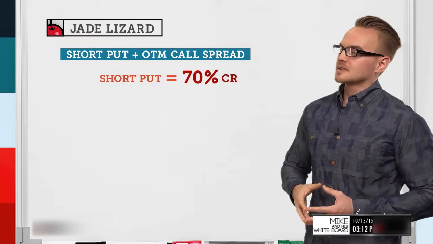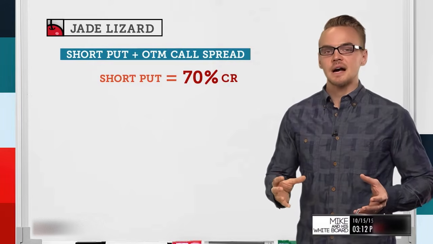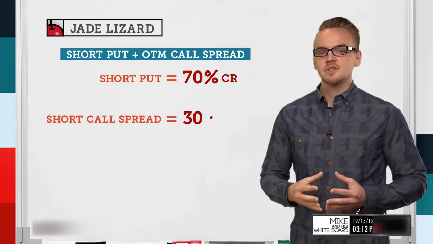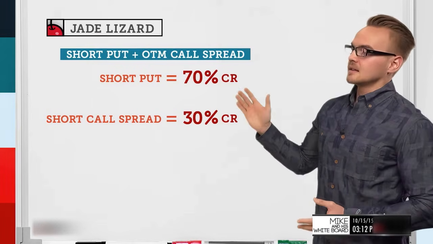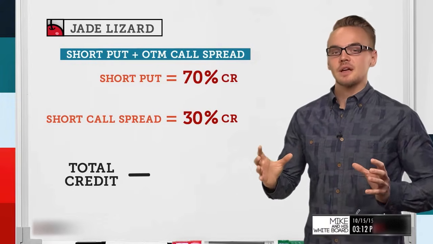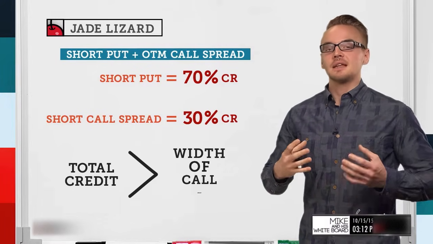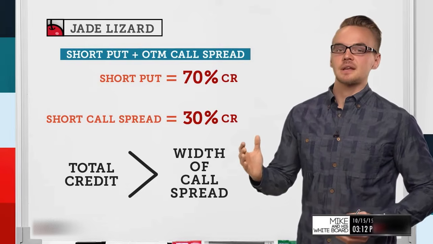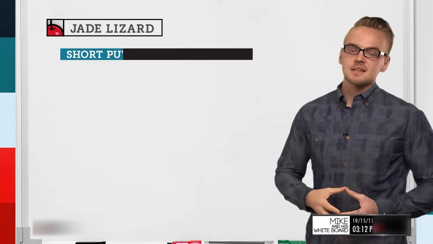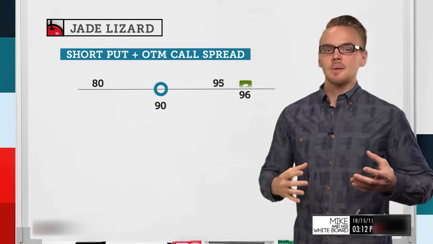So we want about 70% of our total credit to be on the put side and about 30% of our credit to be with the short call spread. And last but not least, we absolutely need our total credit to be greater than the width of the call spread. And that's what's going to give us that upside profitability and give us no risk to the upside as well. So going to the next slide here, we're going to break it down with a couple of numbers and an example.